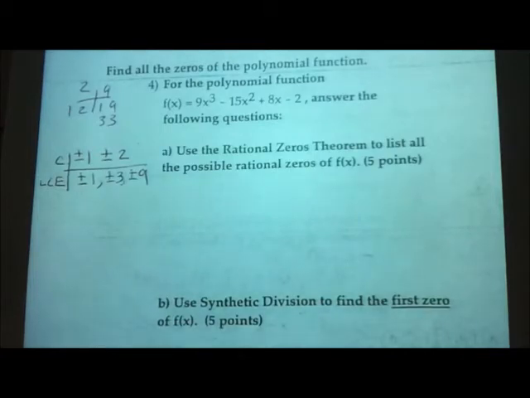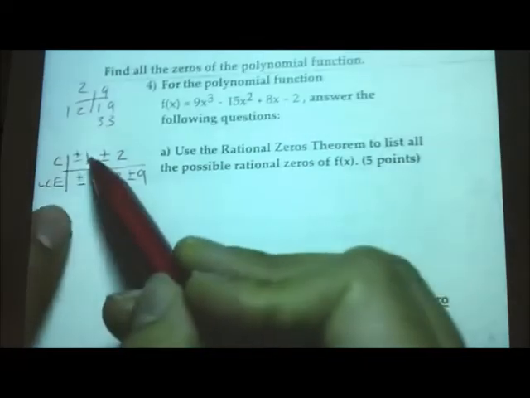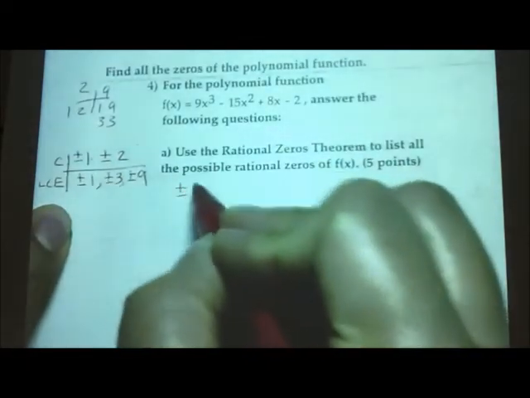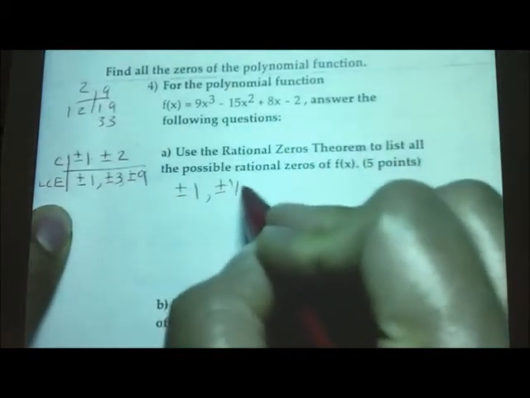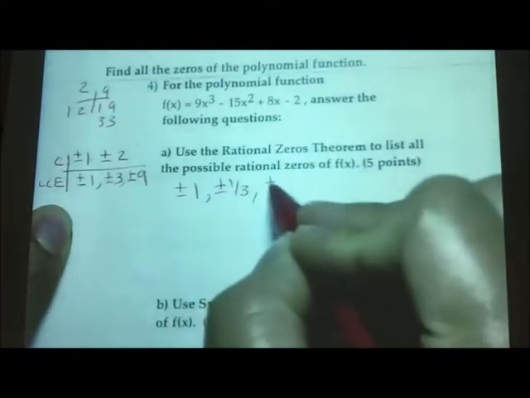Was it the constant divided by the LCE? Yes, and that's why they're in that form. So I have 1 divided by 1 is 1. 1 divided by 3 is 1/3. 1 divided by 9 is 1/9.